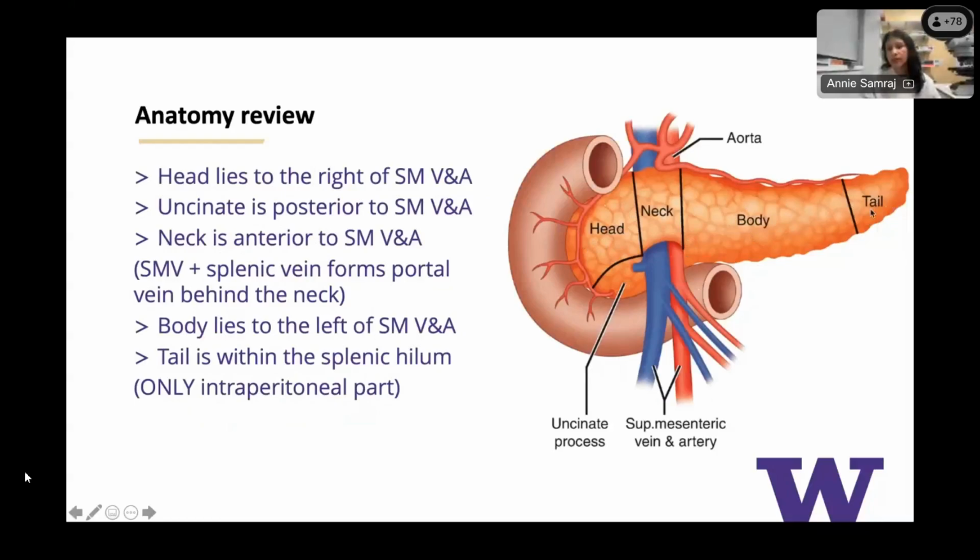The tail is typically not as substantial. It's a few centimeters within the splenorenal ligament at the splenic hilum. The tail is the only intraperitoneal part of the pancreas, so the head, neck, and body are retroperitoneal. Being retroperitoneal means that our imaging, your CT and MRI, is not very good at identifying too many details of the pancreas because it's tucked in the retroperitoneal region.